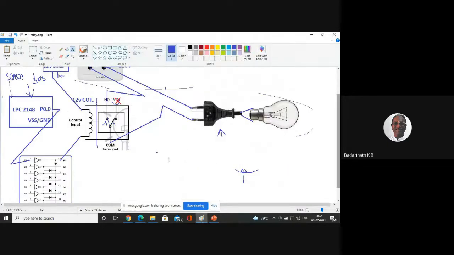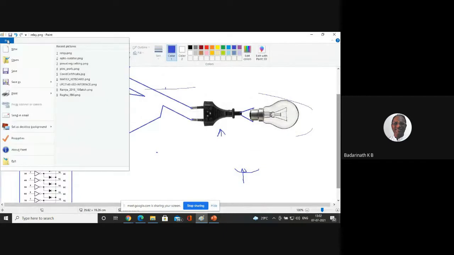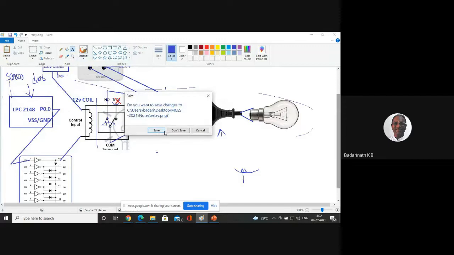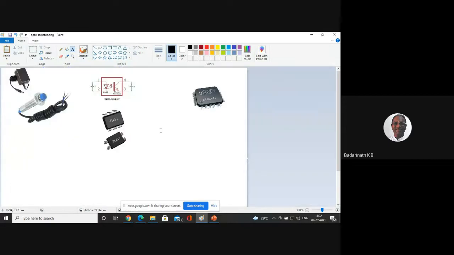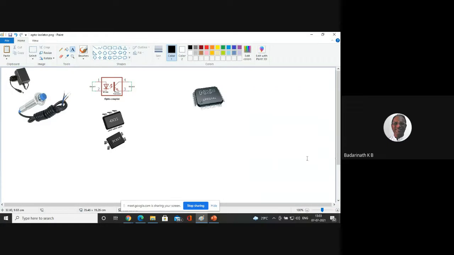Now let's learn the second concept. So now we'll understand the second concept. What am I going to discuss today? I'm going to discuss how digital sensors can be interfaced. My requirement is how I can interface digital sensors.